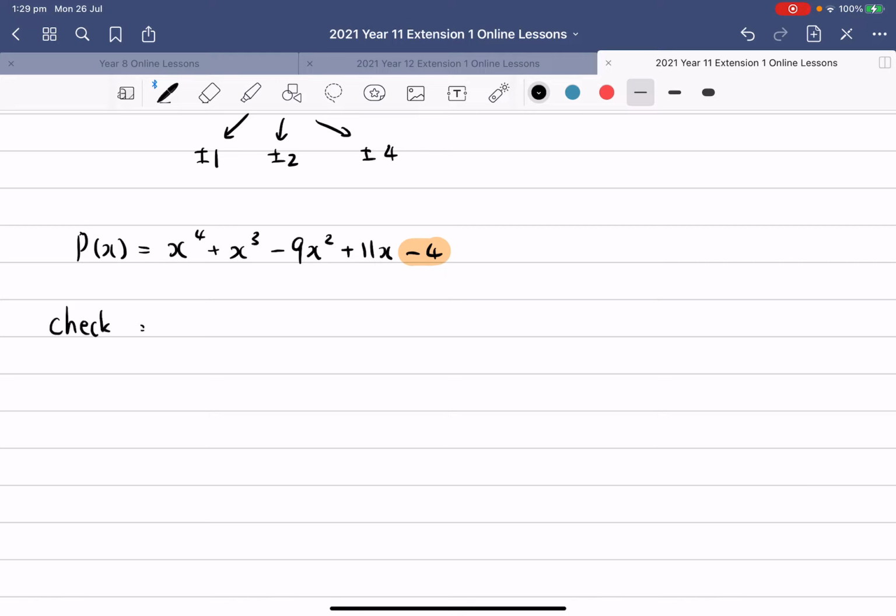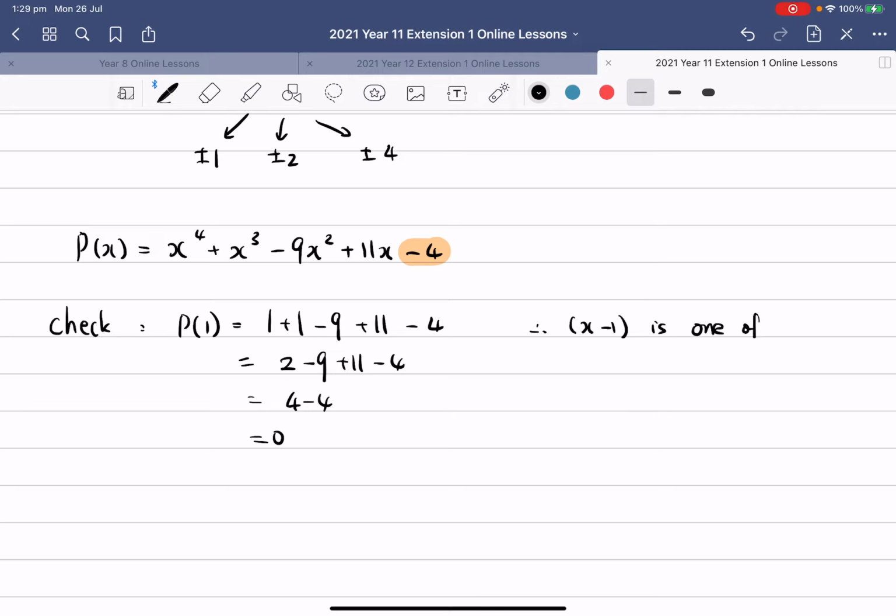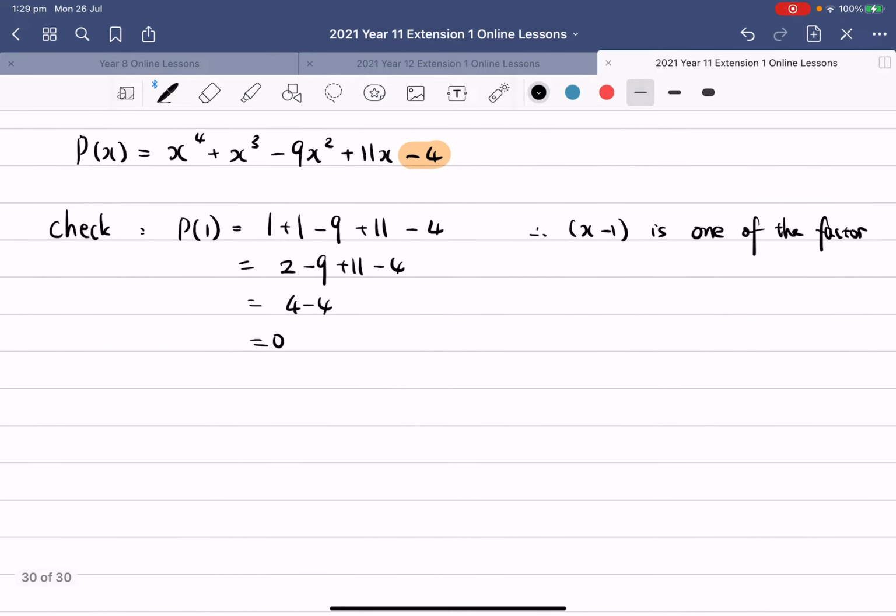So check. I will just write down P(1) first. Check 1. If P(1) works, then x minus 1 is going to be a factor. Now, from the previous question, I think P(1) works, right? So that gives you 2 minus 9 plus 11 minus 4, which is minus 7 plus 4, so that is equal to 4 minus 4, and that's equal to 0. Therefore, we can conclude that x minus 1 is one of the factors, which also tells you that x equal to 1 is one of the solutions to this polynomial equation if we make this equal to 0.